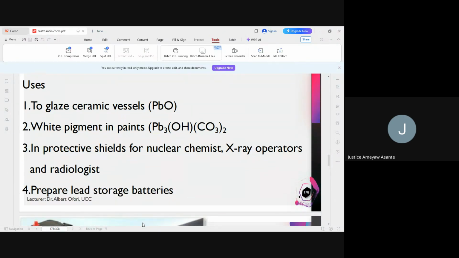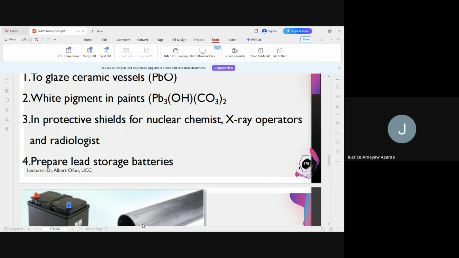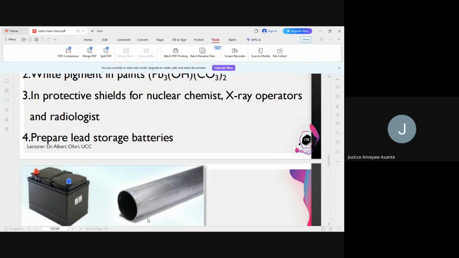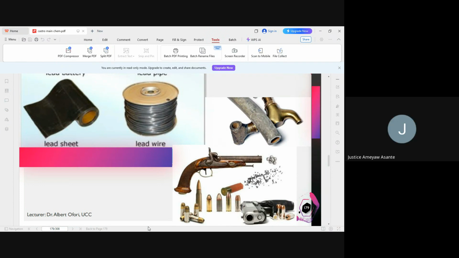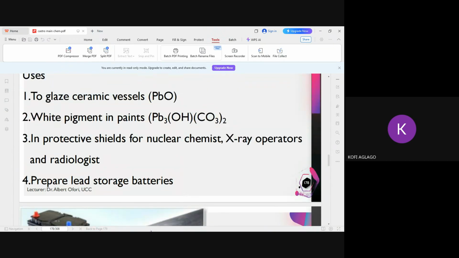Uses: glaze for glass and ceramic vessels. Lead oxide is a white pigment in paints. Protective shields are used for nuclear chemists, X-ray operators, and radiologists. Lead is also used in lead storage batteries. So all the white paints contain lead. White pigments in paints.